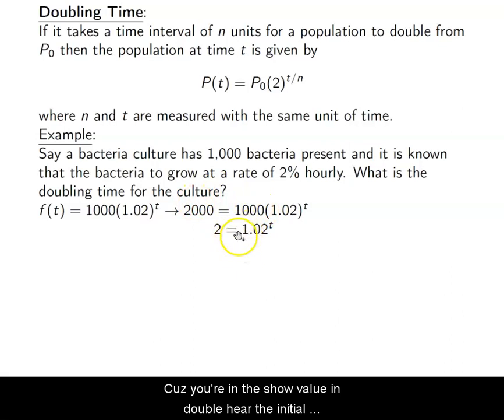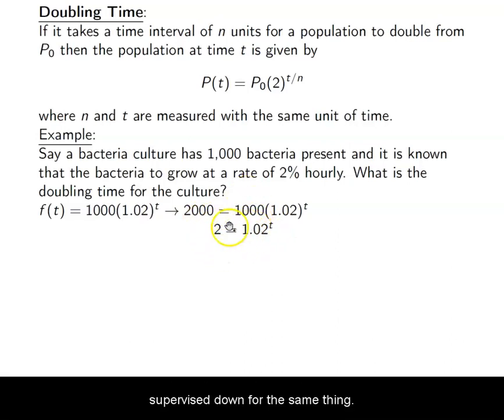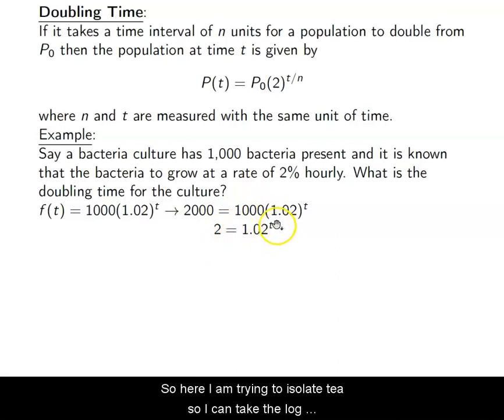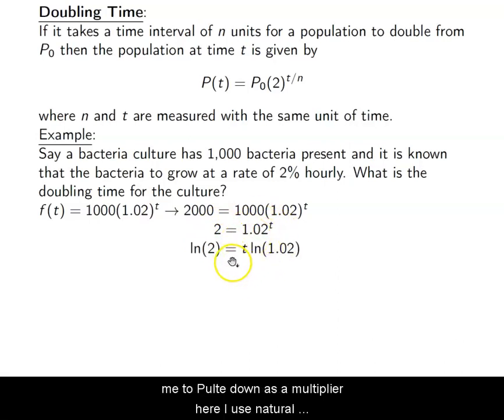Here the initial value is the invisible 1 we have times this 1.02 growth rate, and an output that's double that, right? So either way, it simplifies down to the same thing. Here I'm trying to isolate t, so I can take the log of both sides or natural log of both sides, and that will allow me to pull t down as a multiplier.